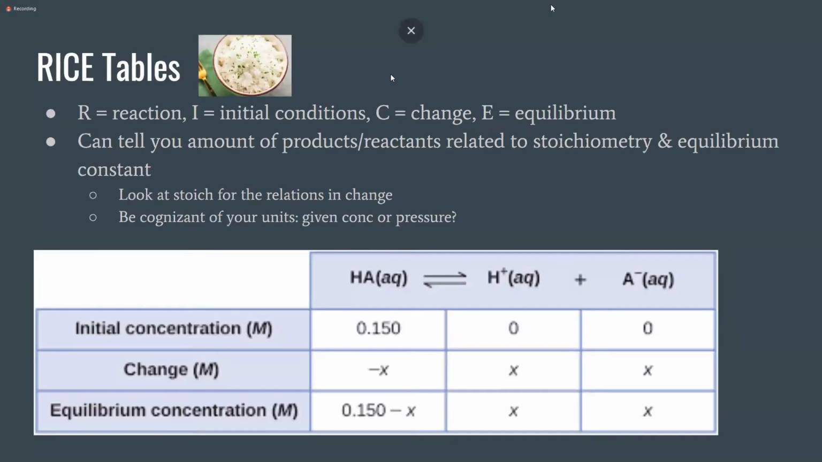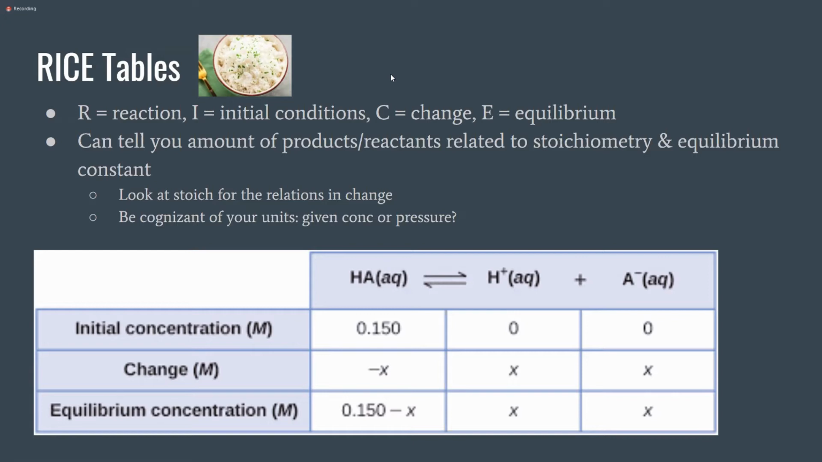And okay, we have the RICE tables. We have seen the RICE tables before in the last semester, but if you haven't, that's okay. We've also done them this semester. The RICE table is going to be the reaction and the initial conditions, C is for change, and then the equilibrium amounts.